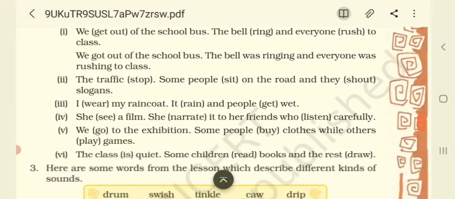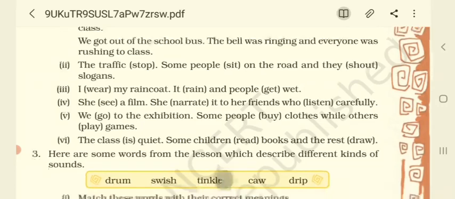The traffic stopped. Some people sat on the road and they shouted slogans. Very simple. So try and do the rest on your own.